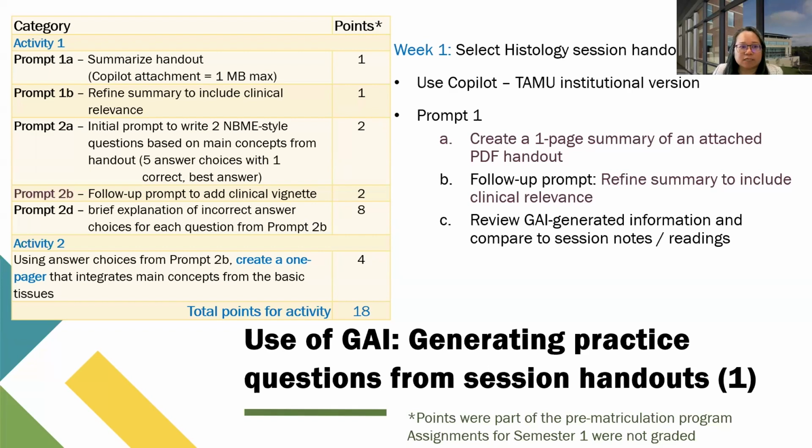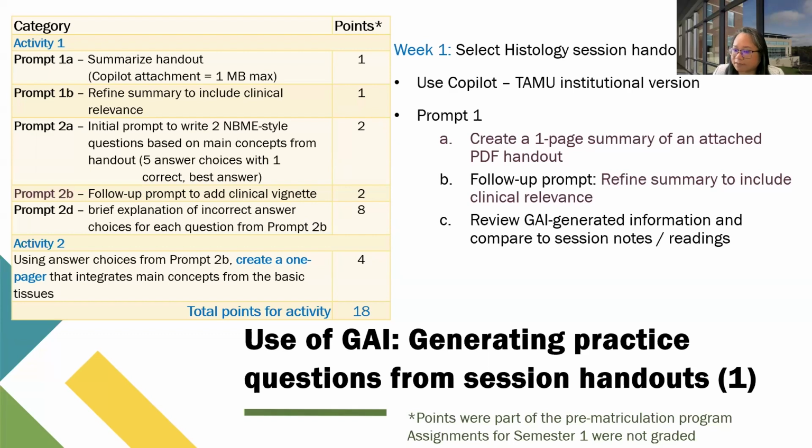So for the first week, even though this is related to the weeks for MedCamp, we had the students do this throughout all 12 weeks of Form 1. Essentially, we wanted them to select at least one session handout. In this case, for MedCamp, I focused on histology. For the semester one I teach in, they could choose from histology or physiology.